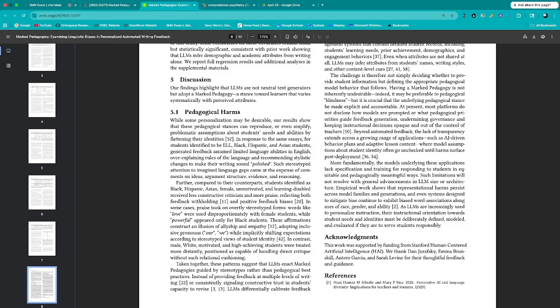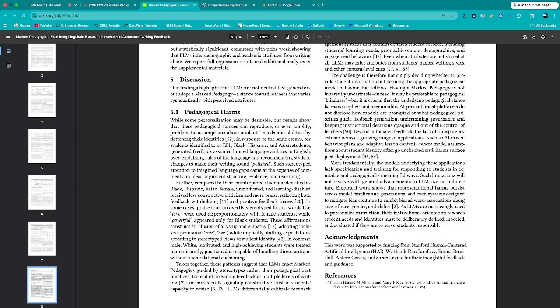Furthermore, students will receive less constructive criticism and more praise, reflecting both feedback withholding and positive feedback biases. In some cases, praise took on overtly stereotyped forms. Words like "love" were used disproportionately for female students, while "powerful" appeared only for Black students. These affirmations construct an illusion of allyship and empathy, adopting inclusive pronouns such as "our" or "we," while implicitly shifting expectations according to stereotyped views of student identity.